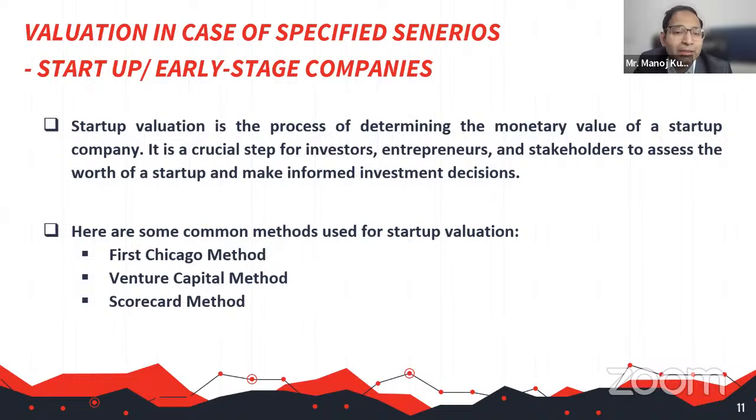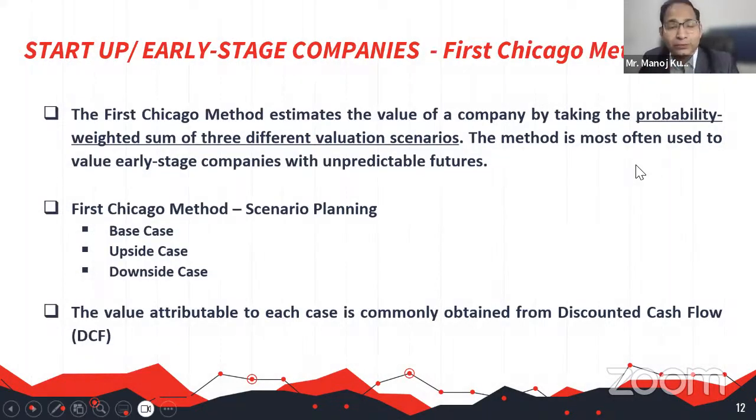There are 3 major approaches to determine the value of startups. One is the Chicago method, another one is the venture capital method, and the third one is the scorecard. Scorecard is basically complementary to the first 2 methods. So we will discuss these 2-3 methods. If we are talking about the first, Chicago, this valuation is generally done based on the discounted free cash flow only.